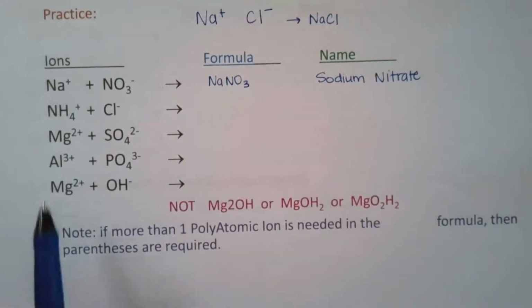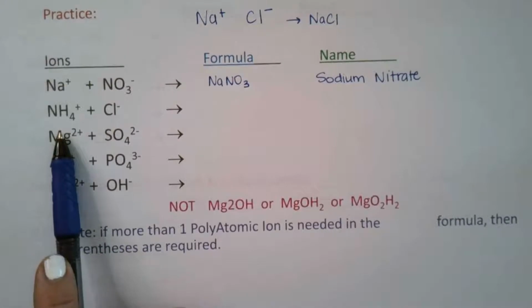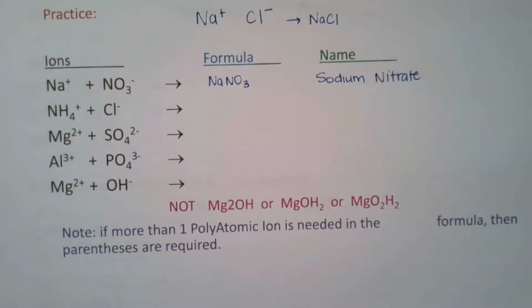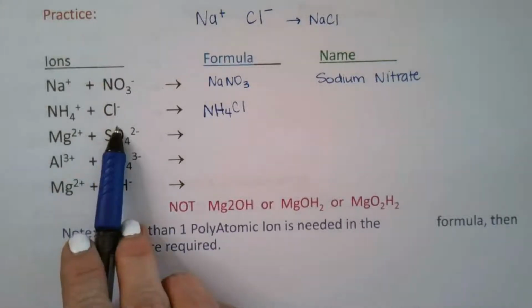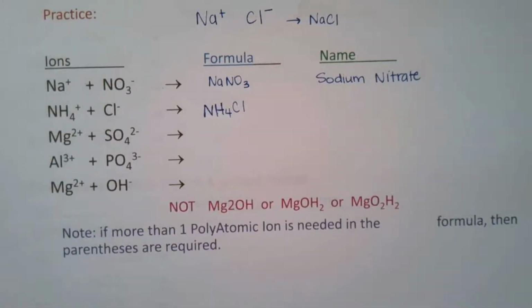For the next problem, we have NH4 plus and Cl minus. Again, we're able to just crisscross these, 1-to-1 ratio. And so all we need to do is write NH4Cl. Again, just keeping everything even, 1-to-1 ratio. And the name for this, we name the two individual ions. So the name for this is ammonium chloride.